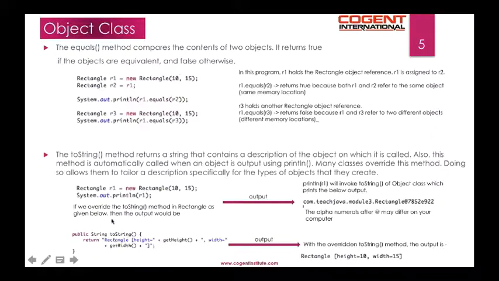If we override the toString method in the Rectangle class as shown below and call println by passing in r1, in this case the output will be Rectangle height is equal to 10, width equal to 15, which is the output of the toString method.